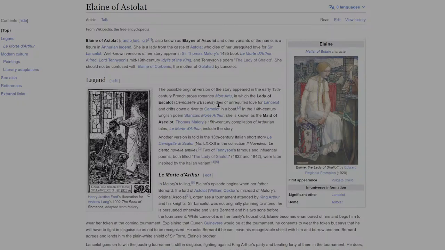Well-known versions of her story appear in Sir Thomas Malory's 1485 book, Le Morte d'Arthur, Alfred Tennyson's mid-19th century Idylls of the King, and Tennyson's poem The Lady of Shalott. She should not be confused with Elaine of Corbenic, the mother of Galahad by Lancelot. The possible origin of the story appeared in the 13th century French prose romance Mort Artu, in which the Lady of Ascalot drifts down a river to Camelot in a boat after dying of unrequited love.